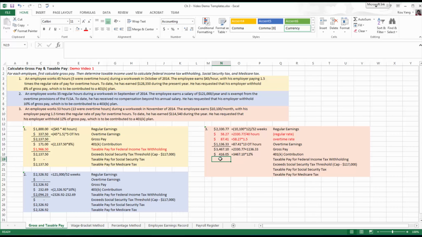All right. And the taxable pay for federal income tax withholdings then should be the $3,467.10 minus his 401k contribution of $3,051.05 to be considered for tax.